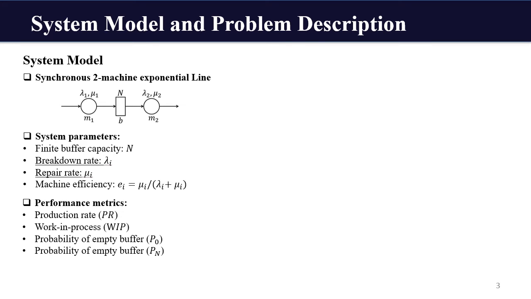data of performance metrics such as production rate, working process, probability of empty buffer, and full buffer in steady state are very easy to collect. So we can use these performance metrics to identify the machine parameters.